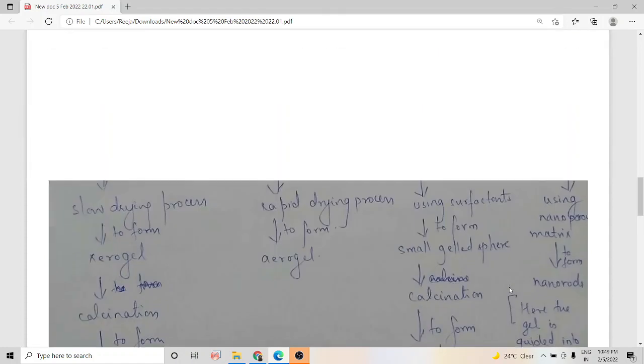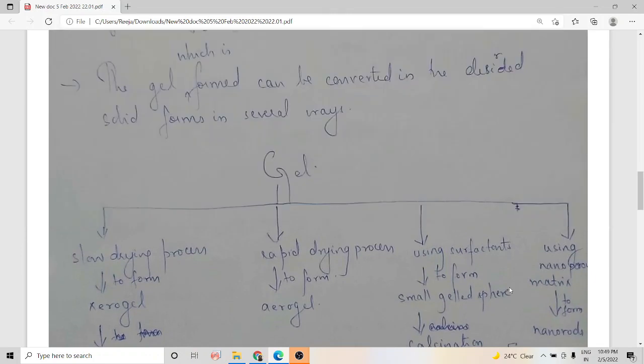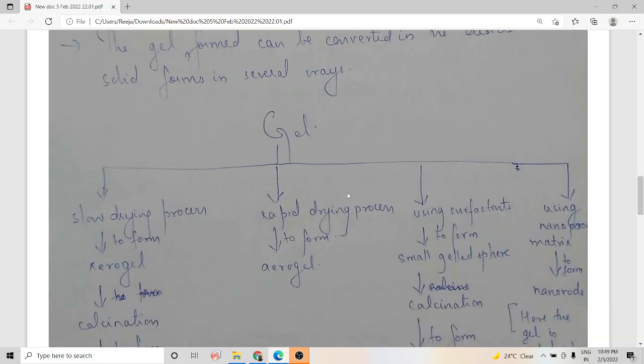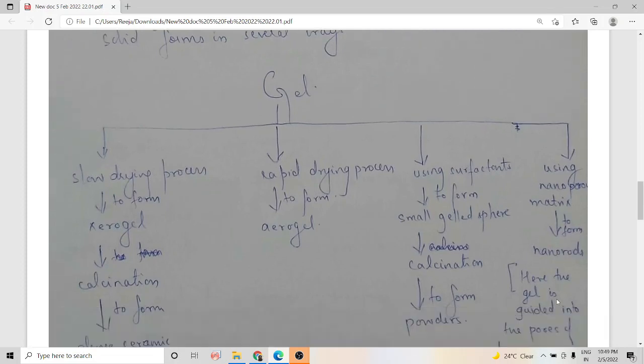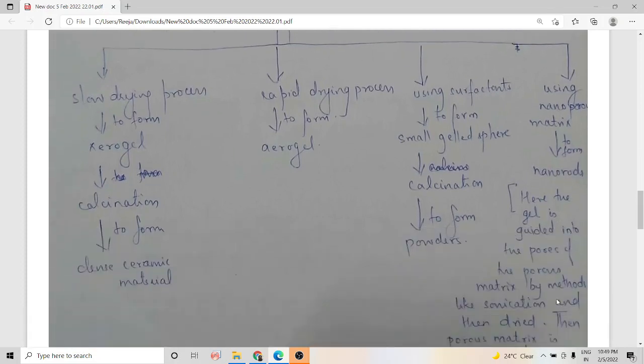If the pores have the shape of rods, then you will get nanorods. So the gel can be converted into different types of solids by following different processes. Either you can slow dry it and form dense ceramic solids, or you can rapidly dry it to form aerogels, or you can use surfactants and then calcine it to form nanopowders, or you can use a nanoporous matrix to form nanorods. So the gel can be converted into a number of nanostructures.